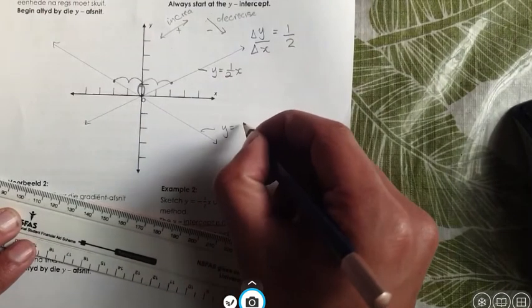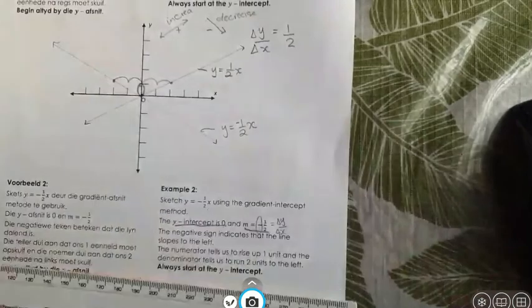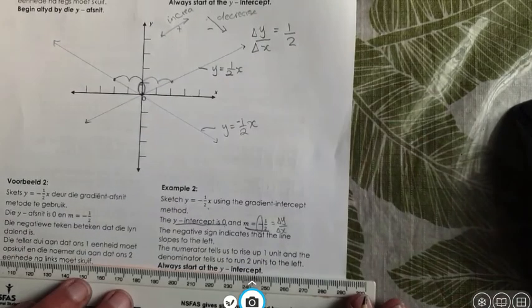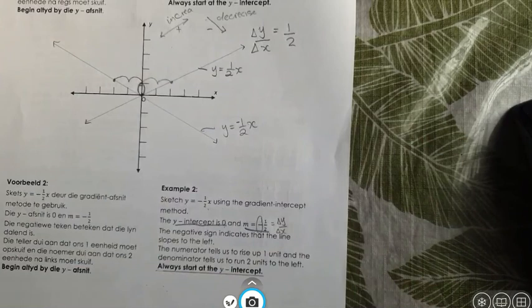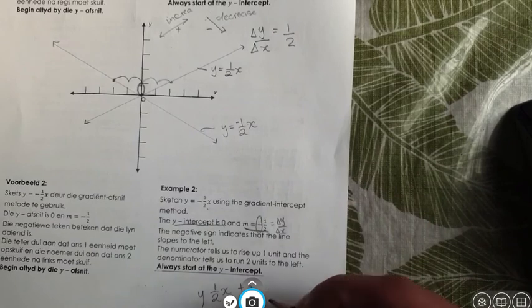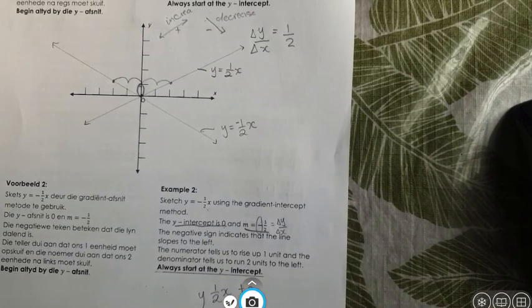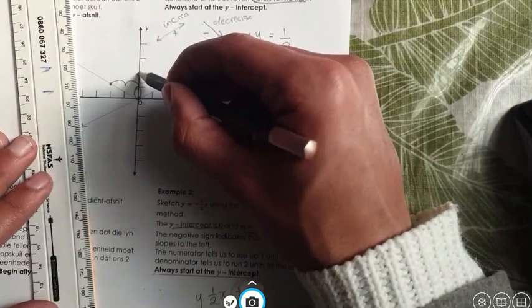And this is then the function y is equal to negative a half of x. I do apologize. And then what is important? You always start with the y-intercept. So where do we get our y-intercept? Say if this is a half of x plus 2, where would I start? I would first go by my y-intercept, and my y-intercept is going to be 2. So I'm going to start there.